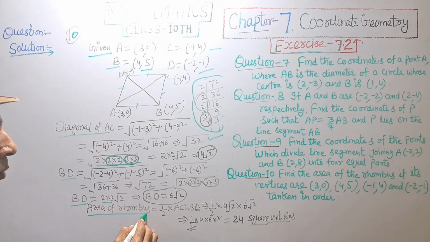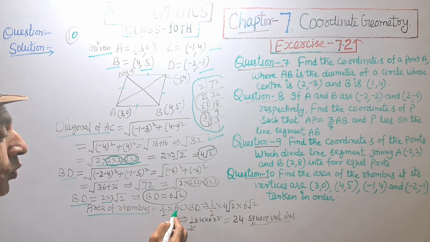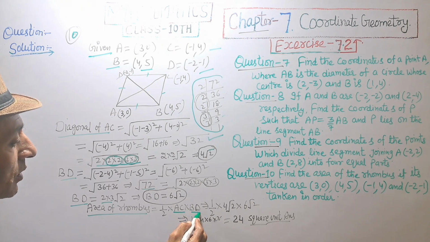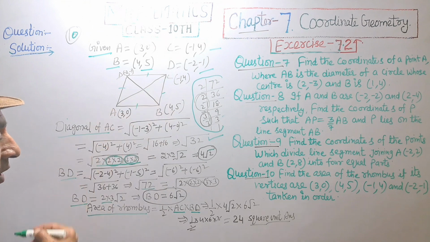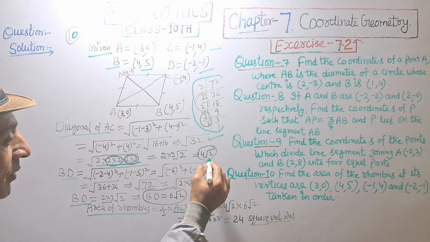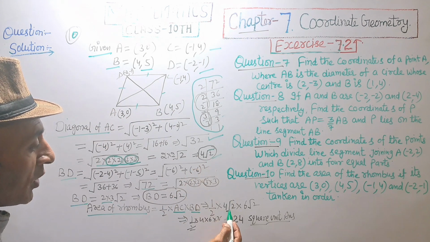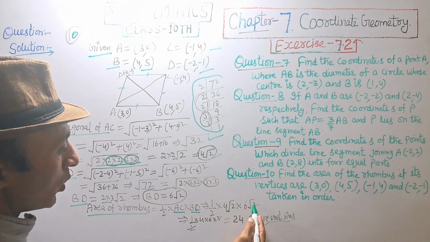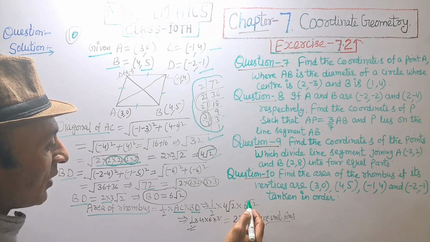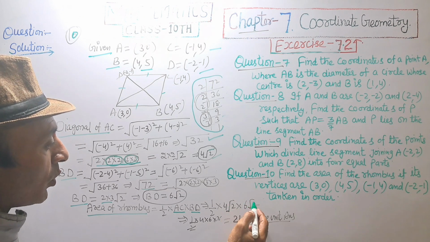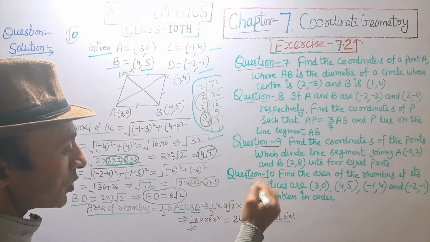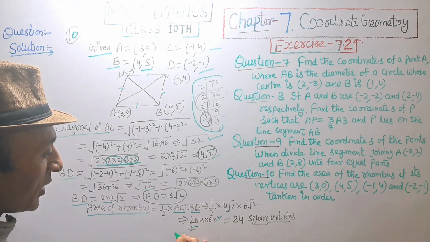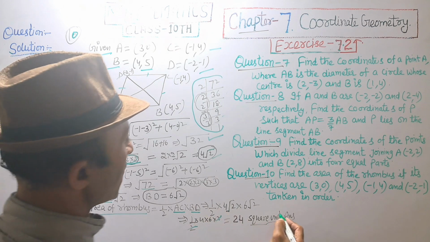So the area of rhombus is equal to half into the product of diagonals, that is AC into BD. We get the value of AC is 4 root 2, put in here, and the value of BD is 6 root 2. Root 2 multiplying root 2 is root 2 square, the root is cancelled, that is only 2 is cancelled, but 6 4s are 24 square units.